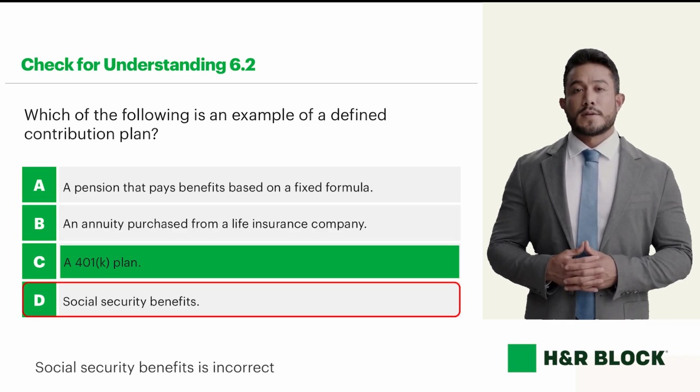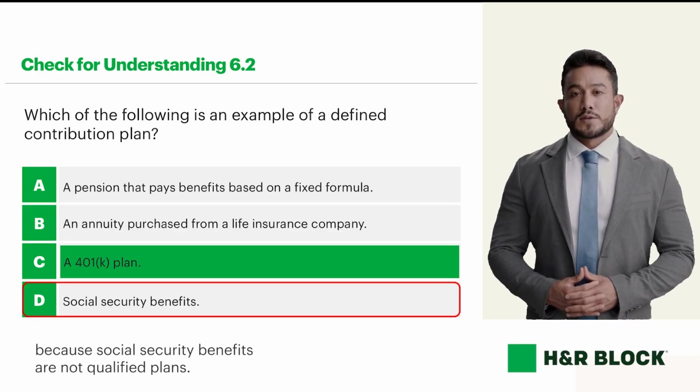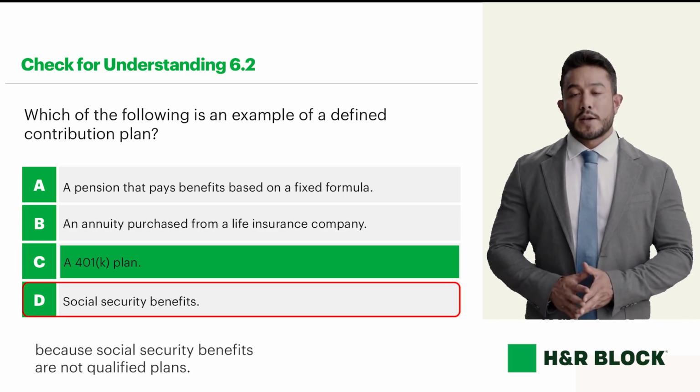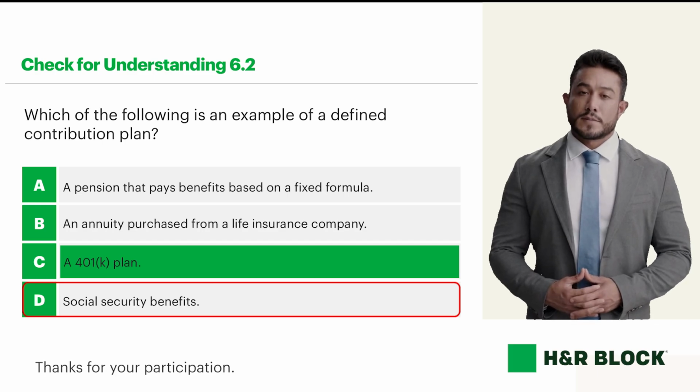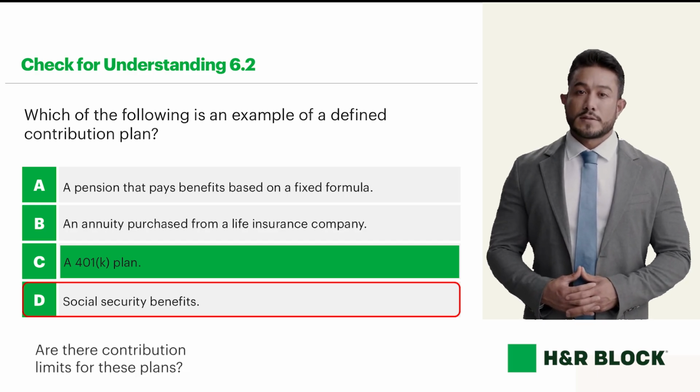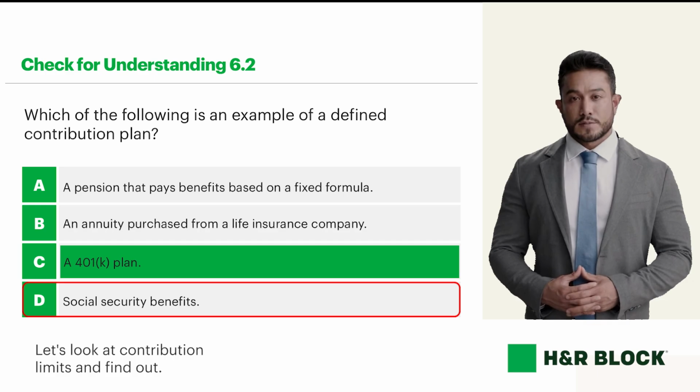Social Security benefits is incorrect because Social Security benefits are not qualified plans. They are taxed under different rules from other retirement income. Thanks for your participation. Are there contribution limits for these plans? Let's look at contribution limits and find out.